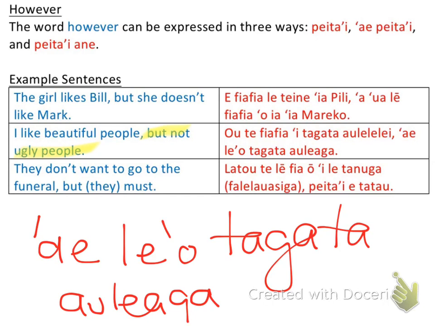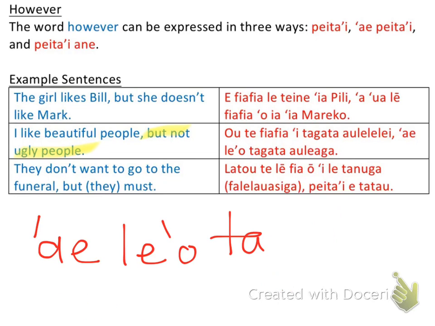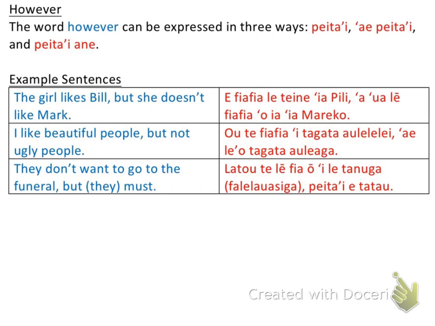And for some reason you don't say auleleanga. Okay? I don't know why, but auleanga is a way that you can say ugly for single amounts of people or multiple amounts of people. Okay? All right, let's move on. Again, if you're having trouble, rewind and watch again. Okay? So they don't want to go to the funeral. You should be able to say that by now in the course.